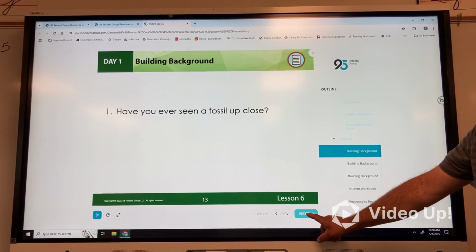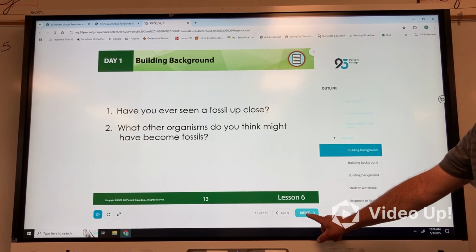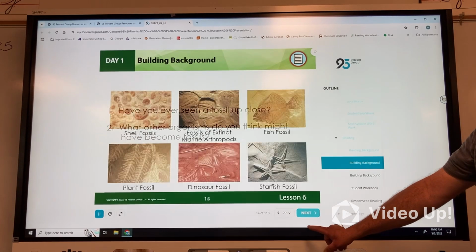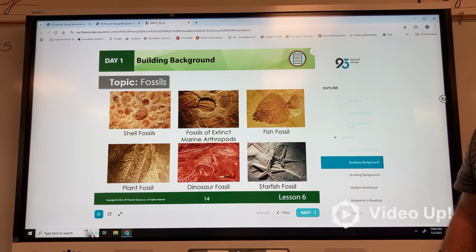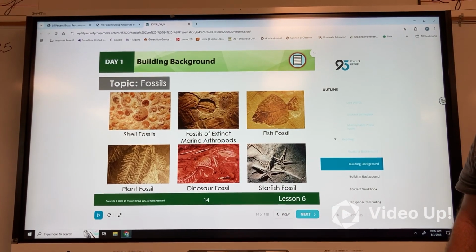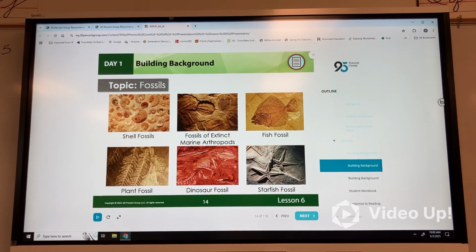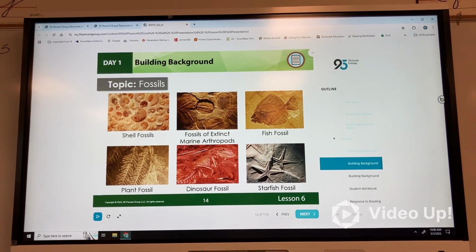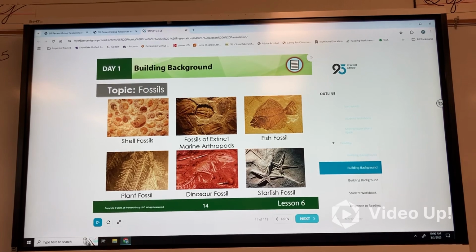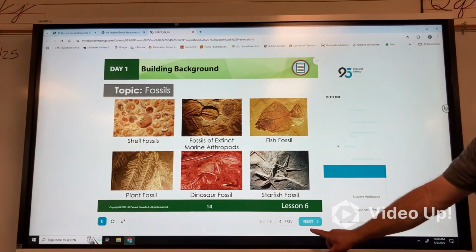So we start out talking about fossils, which is what our story is going to be about, and also continue on with organisms. So our topic is fossils, and we display these fossils, and then we try to talk about this, or have the students write what they already know about fossils.